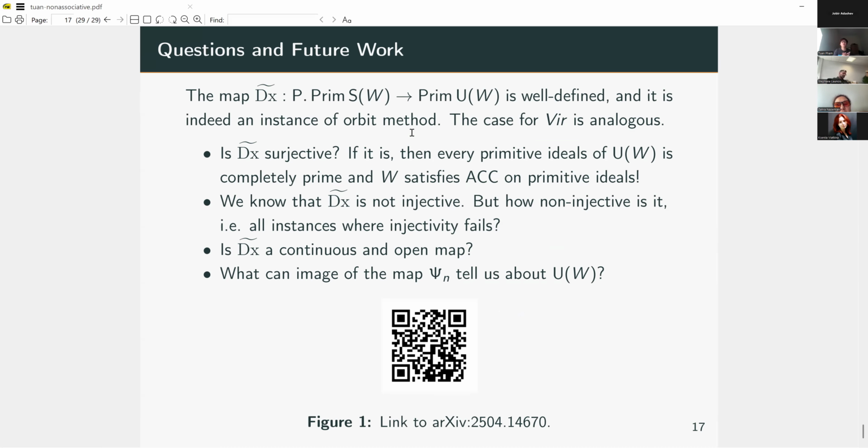So a natural question is to study the image and the kernel of these maps on U of W, and then try to understand whether there are any properties that can be pulled back from the image of W in this way. Yeah, that is it. Thanks for listening to my talk.